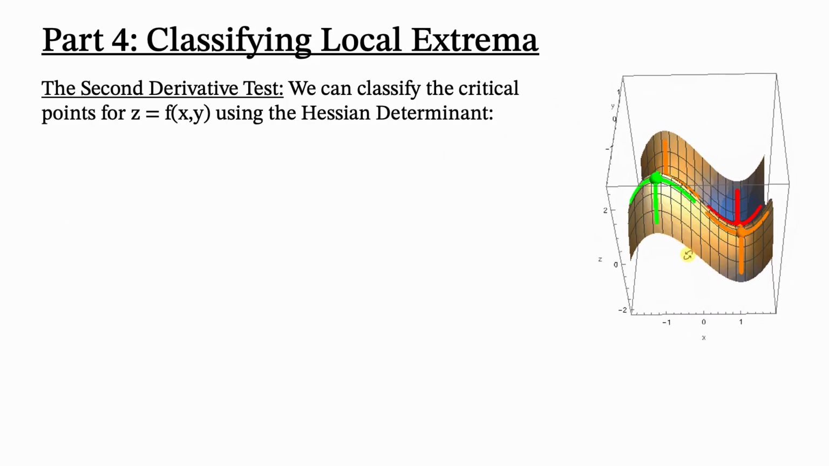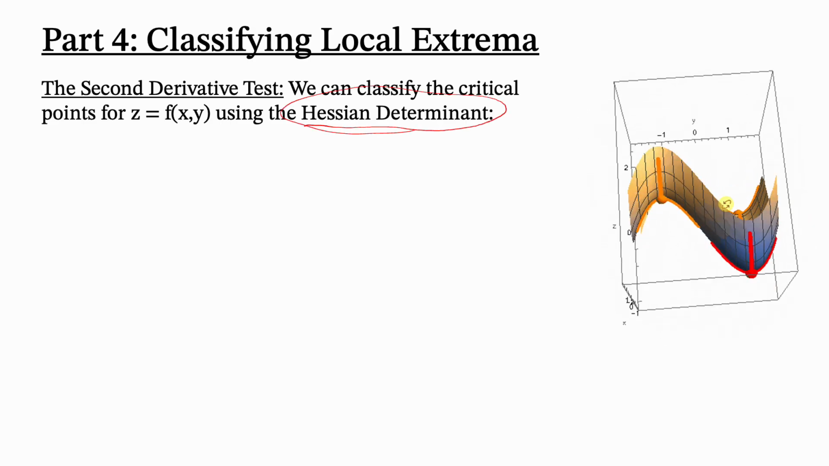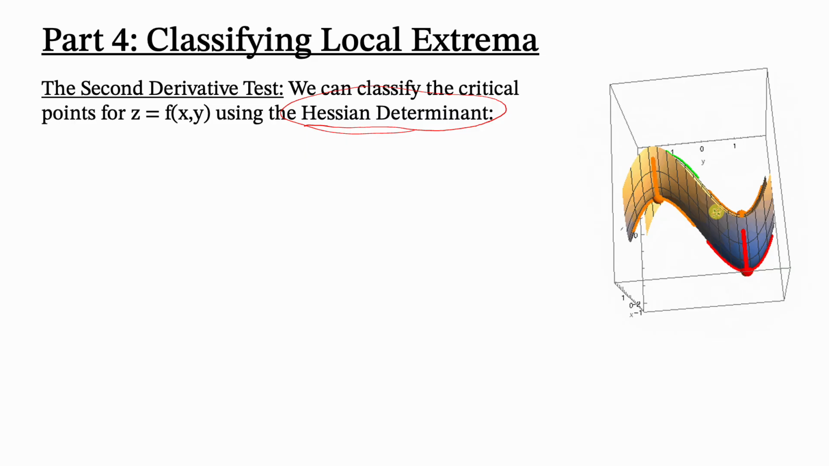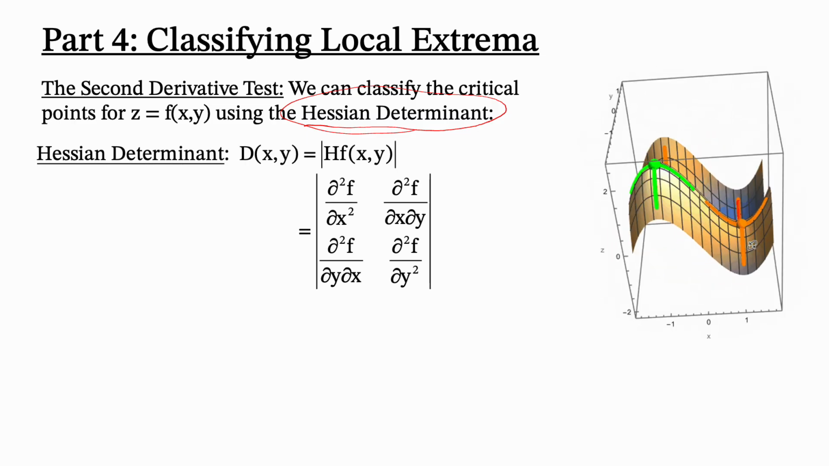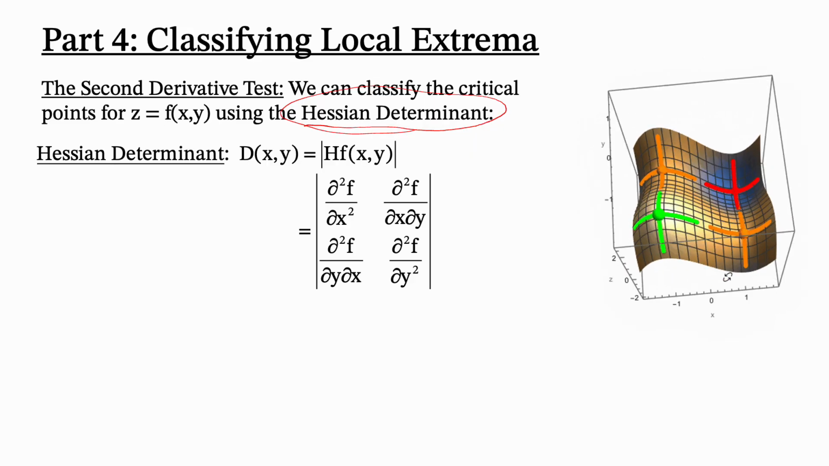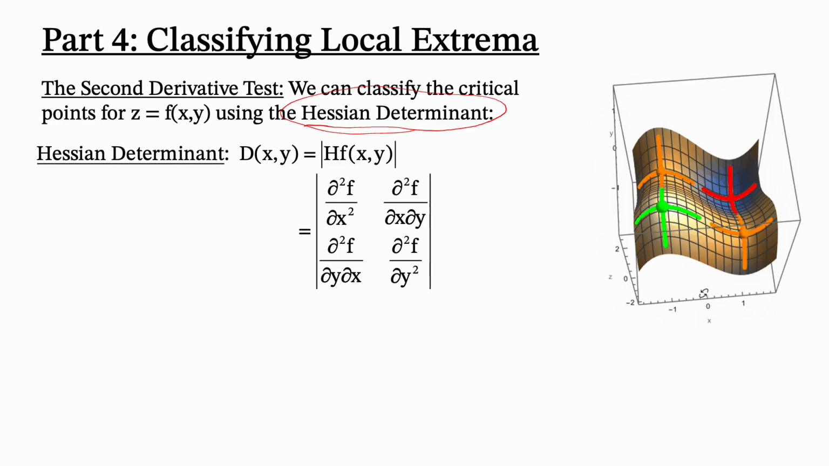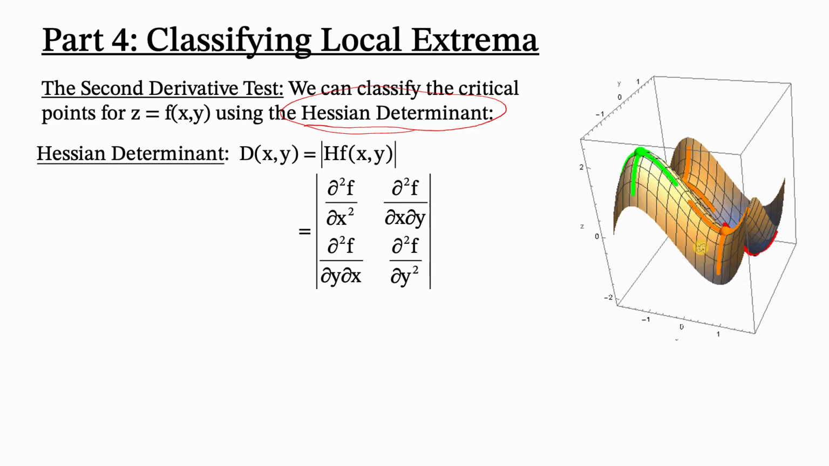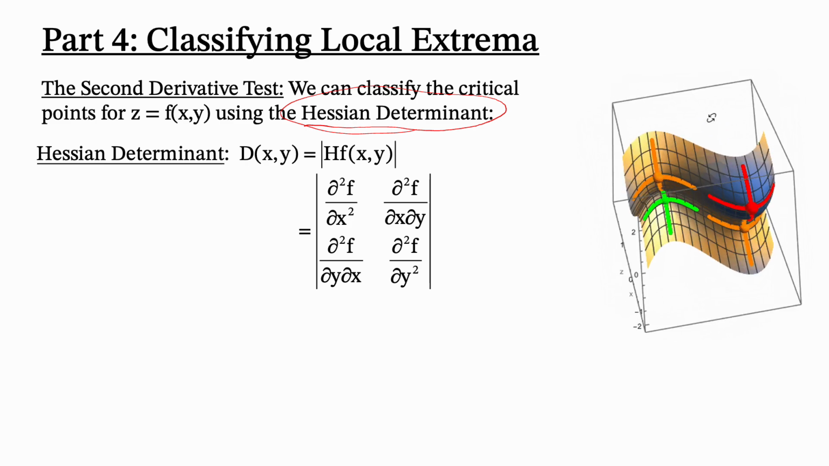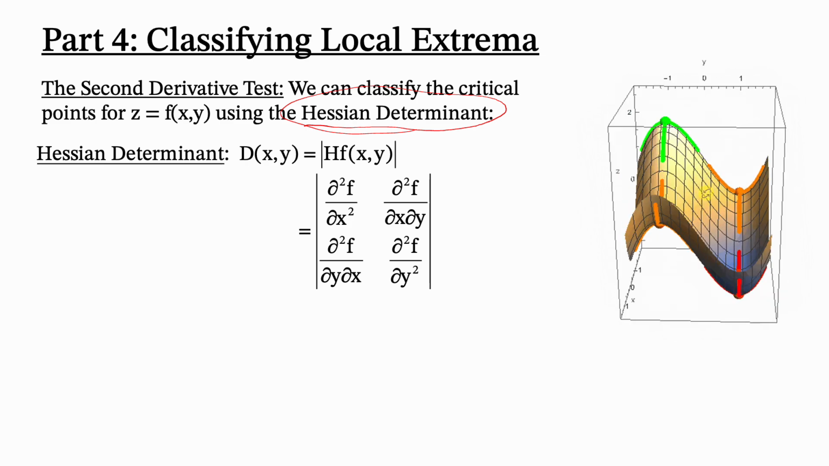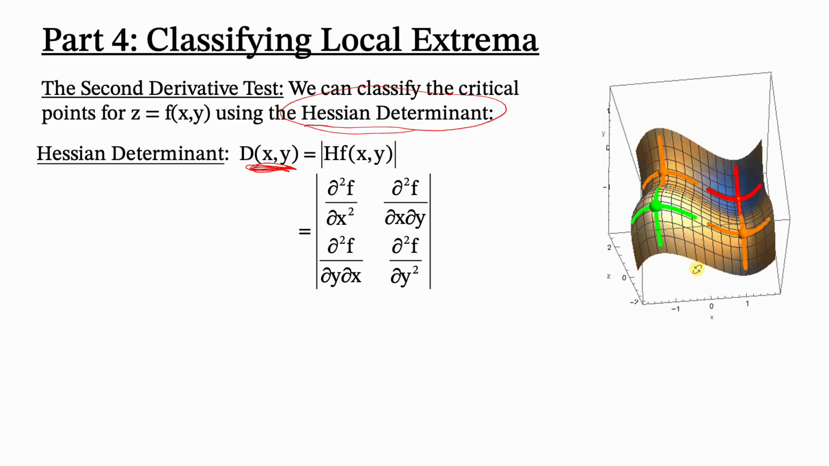So to try to detect that, we have a second derivative test, and it uses an extra piece of information called the Hessian determinant. The Hessian determinant, this is something you need to memorize. You can see it's built out of second derivatives. Proving exactly why this works is a little more complicated than we're able to go into with this course. But what I want you to see is this Hessian determinant is a 2x2 matrix made out of second derivatives.